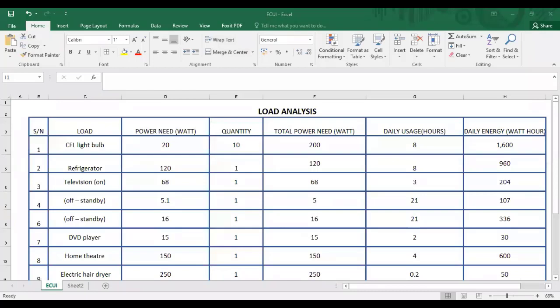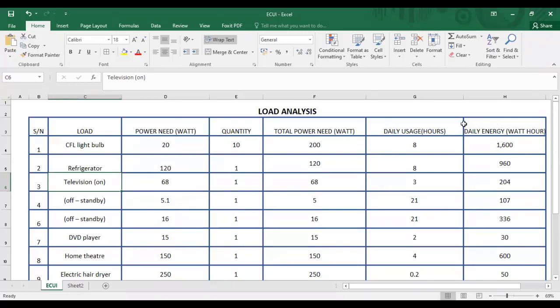I have two Excel sheets in here. I'm going to talk about the first one before I move to the second one. This is typical of what I explained last week. Everything we are doing, we can actually type into an Excel sheet. Let me just run through this. We have the load, the power need, which is the wattage, the quantity, and the total power need. We have the daily usage. Now, this daily usage was not included last week. So I have the daily usage here, and I have the daily energy here.